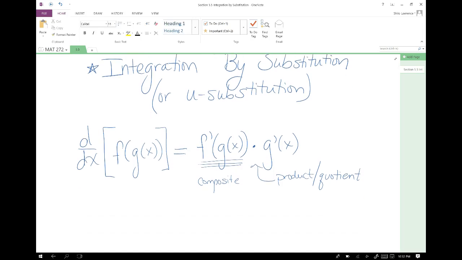Derivatives and antiderivatives are opposite operations. So when we're asked to take the derivative of f of g of x, we get this function.